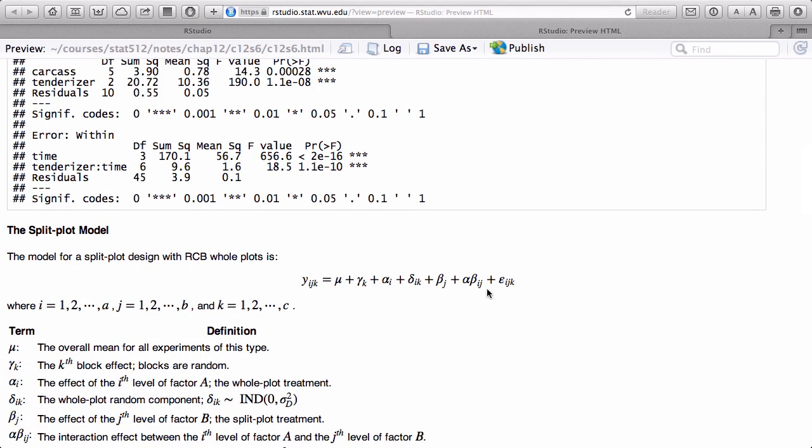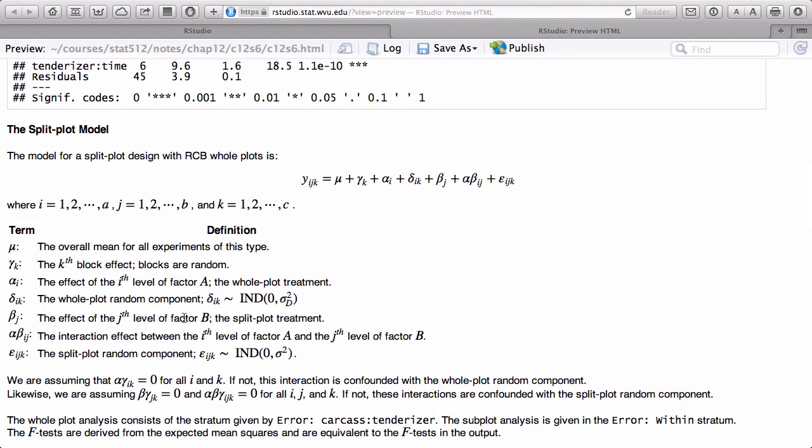And now we start this last part of the model. Beta sub j is the subplot, or what's called the split plot treatment. Let's go down here. So in our case, that's the cooking times in this example. And alpha beta ij is the interaction between the ith level of A, which in our case is a tenderizer, and B, which is time. So that alpha beta ij is the interaction that we're most interested in.